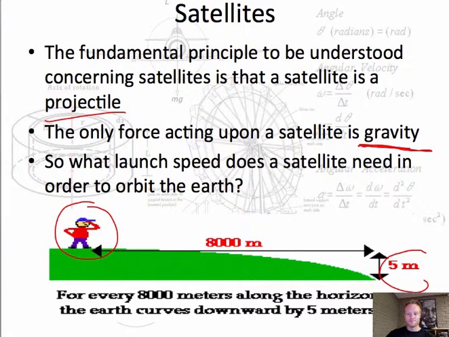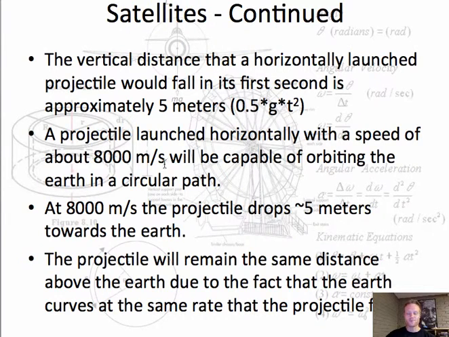Let me get to the next slide and show you a formula to explain why that's important. Now, there's a lot of text on the slide. Don't freak out. Basically, the vertical distance that a horizontally launched projectile would fall in the first second turns out to be about 5 meters. And if you remember, the Earth curves 5 meters every 8,000 meters. So every 8,000 meters horizontally, the Earth curves downward 5 meters. And this can be figured out by 1/2 times gravity times time squared.